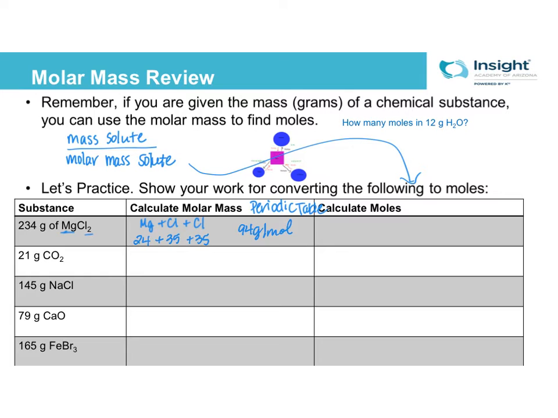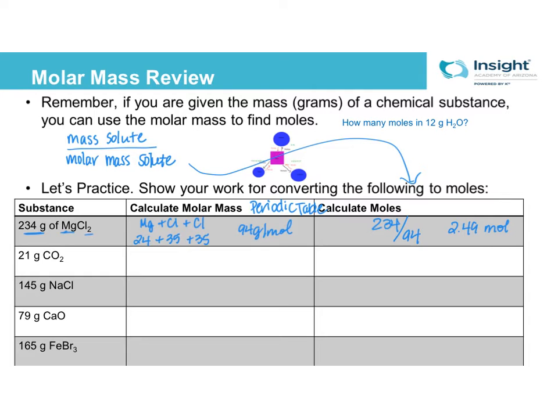Now to calculate my moles, I'm going to take the mass of my solute, so that's going to be the 234 grams, and I'm going to divide that by my 94 grams per mole, which is going to give me 2.49 moles of magnesium chloride.